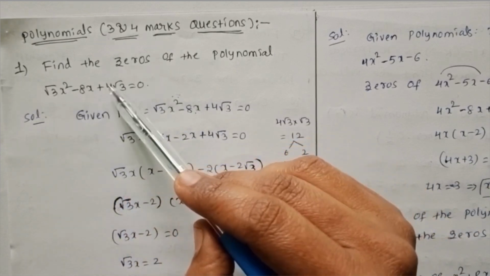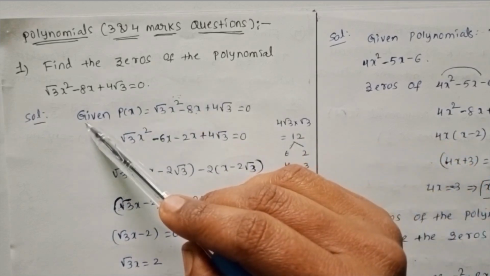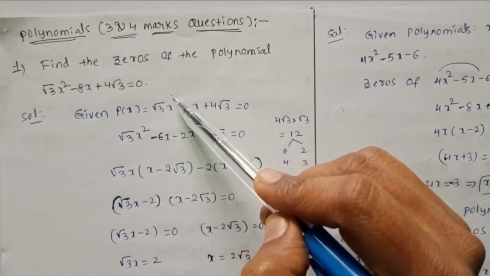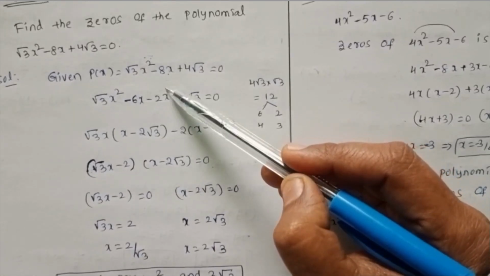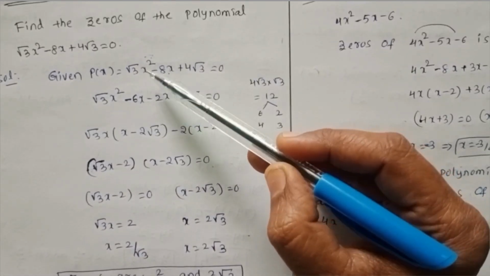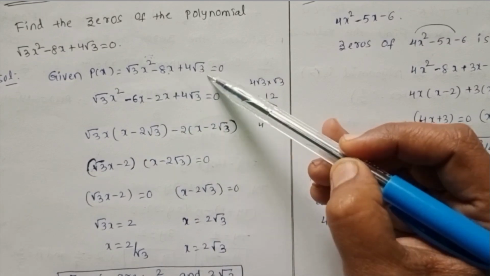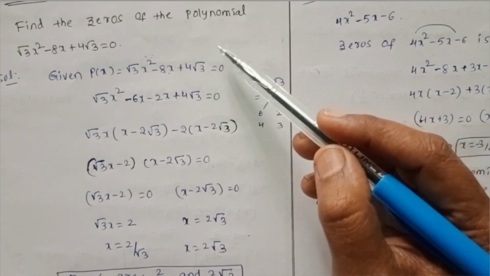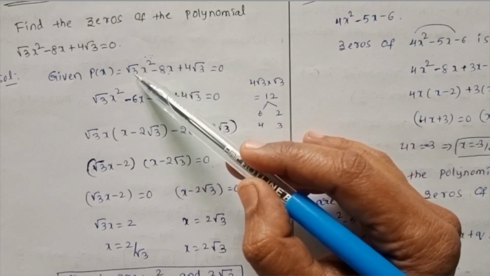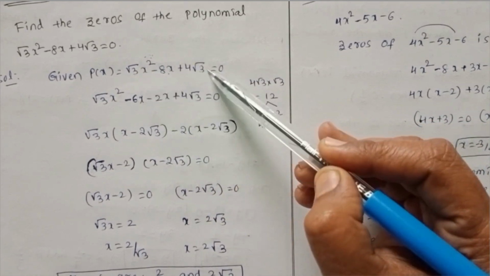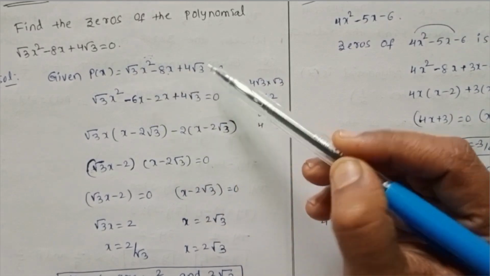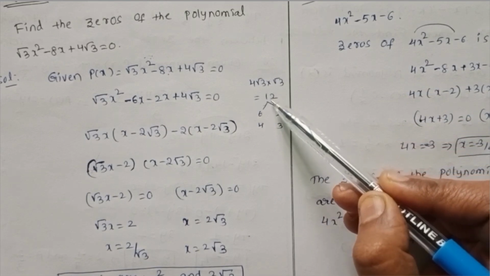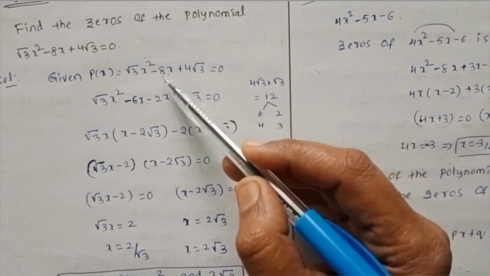See, first question: find the zeros of the polynomial root 3x square minus 8x plus 4 root 3 is equal to 0. To find the zeros of the polynomial, we need to split the middle term for this question. Root 3x square minus 8x plus 4 root 3 is equal to 0. In the last video, I explained how to split the middle term: multiply the coefficient of x square and the constant term, that is root 3 into 4 root 3, that becomes 12, and find the factors of 12 such that if you add or subtract, you should get the middle term.